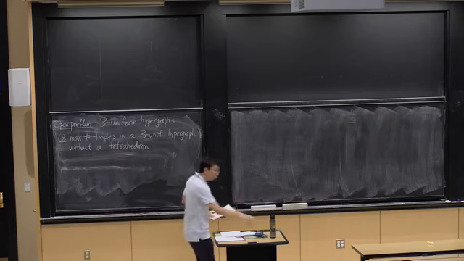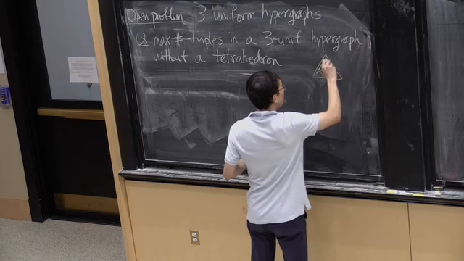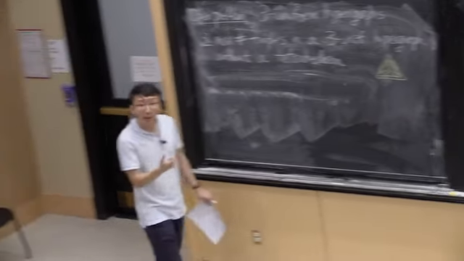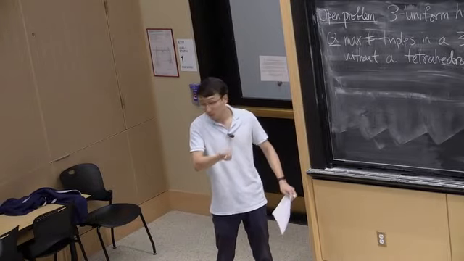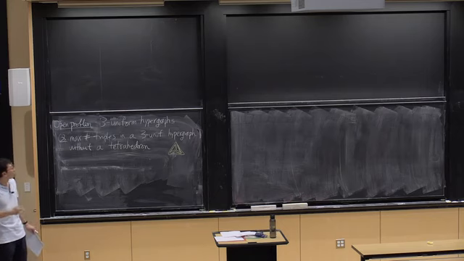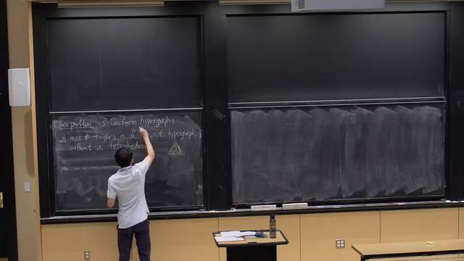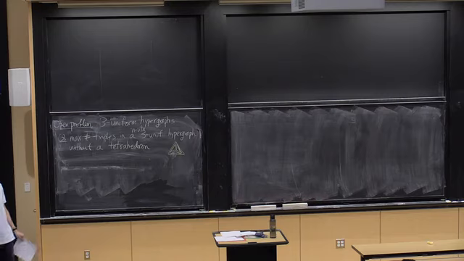So suppose you don't have four vertices such that every triple inside the four vertices is an edge. What's the maximum number of edges you can have in an n-vertex 3-uniform hypergraph? Already, it's not so easy to come up with good examples.